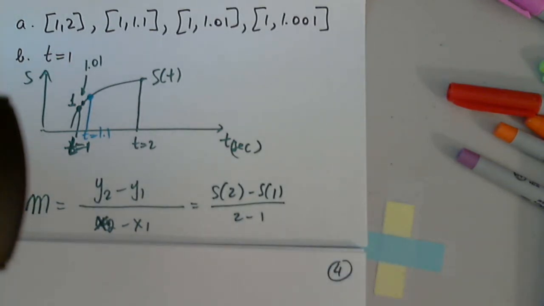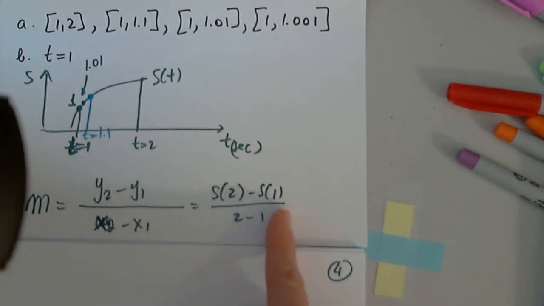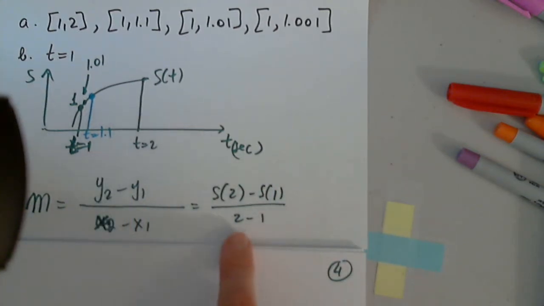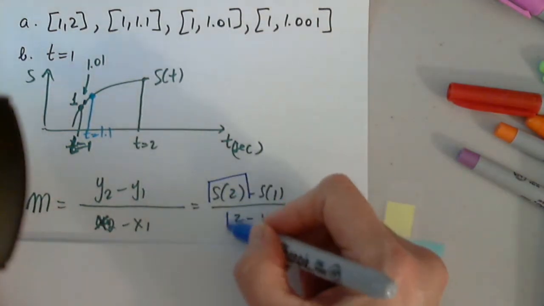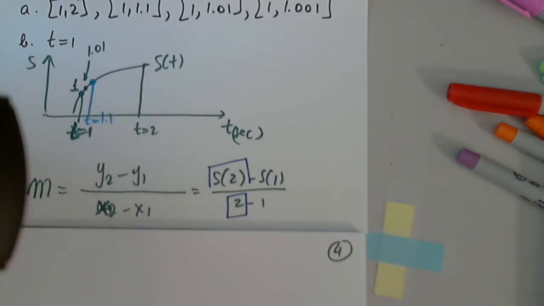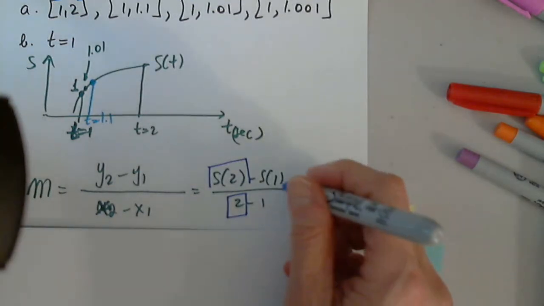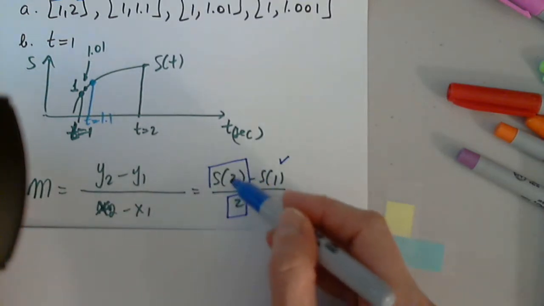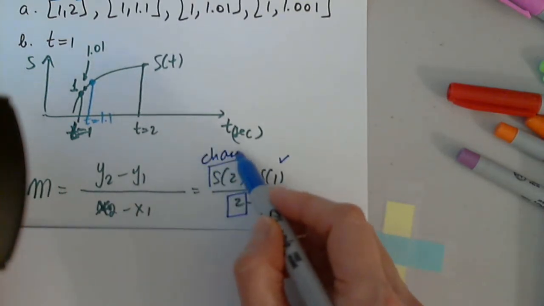Yes. Okay, what will be the next one? S of 2 minus s of 1.1 over 2 minus 1.1. What will be the next one? S of 2 minus s of 1.01. Right. So in other words, this does not change and this does not change. It's always s of 2. It's always s of 1. So this doesn't change. S of 1 and 1 will not change. This changes.